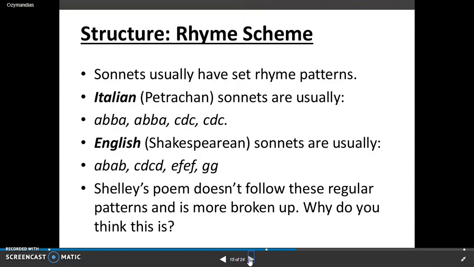So, the structure, rhyme scheme. Sonnets usually have set rhyme patterns. Italian Petrarchan sonnets are usually A, B, B, A, B, B, A, C, D, C, C, D, C. However, in English, Shakespearean sonnets are usually A, B, C, D, C, D, E, F, G, G. However, Shelley's poem doesn't really follow these regular patterns, and is more broken in tone. Why do you think this is?